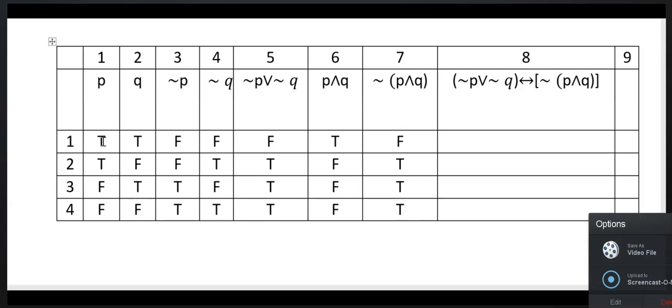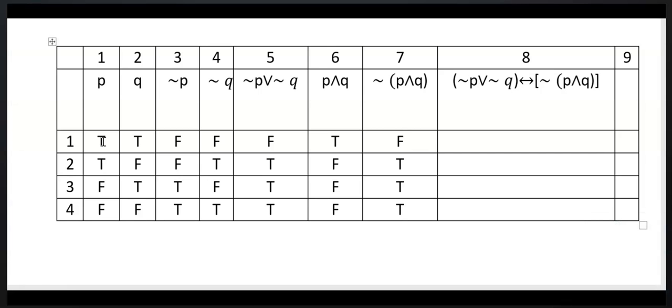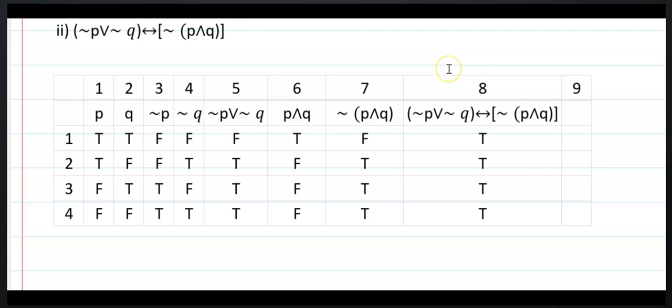And now we'll find out the double implication between 5th and 6th. If both are same, then it is true. FF is T. TT is T. TT is T. Alls are same. In this way, you can see this also here.